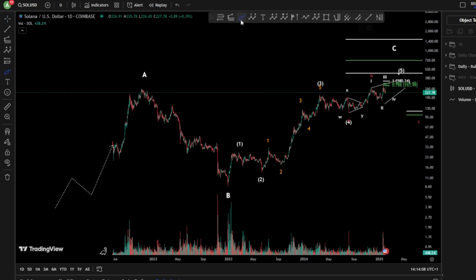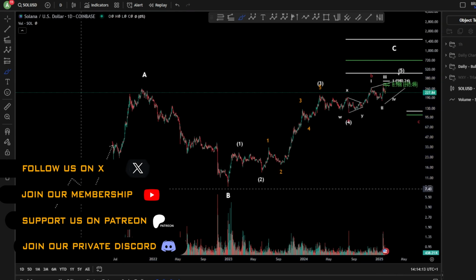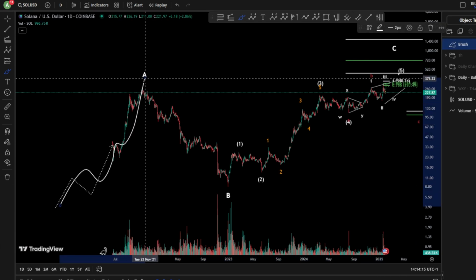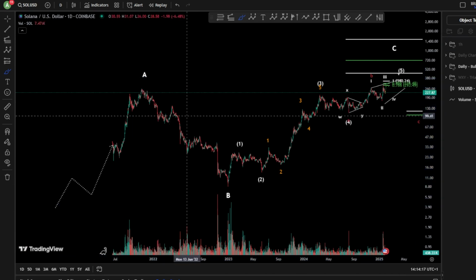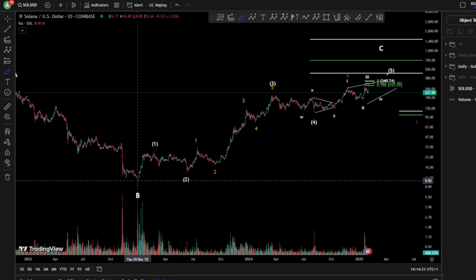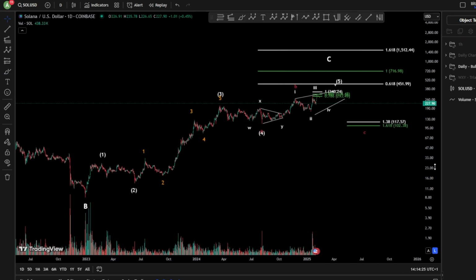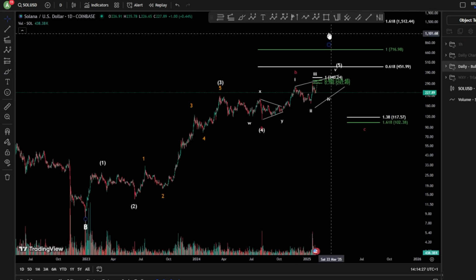Starting on the daily chart, we're looking at an ABC toward the upside, a zigzag where an impulse has already started toward the upside. Of course, we're looking at an ABC after it for correction, and 1, 2, 3, 4, and a 5 continuation toward the upside impulsively for a wave C.